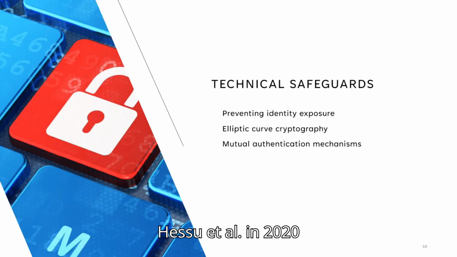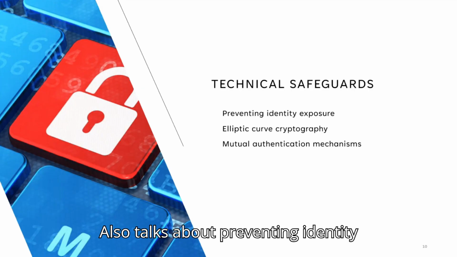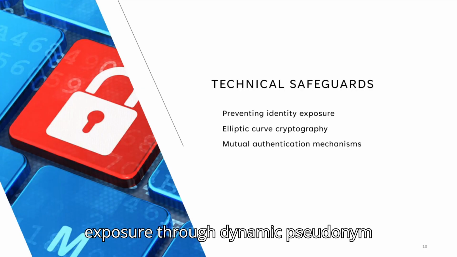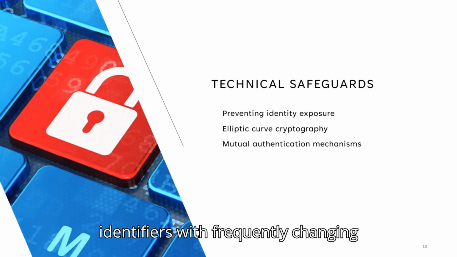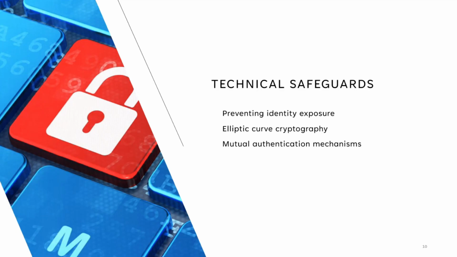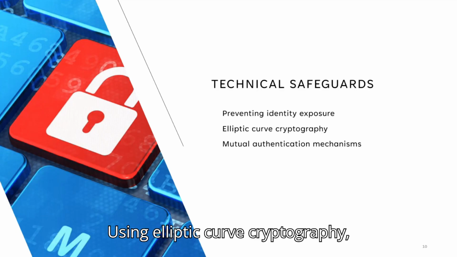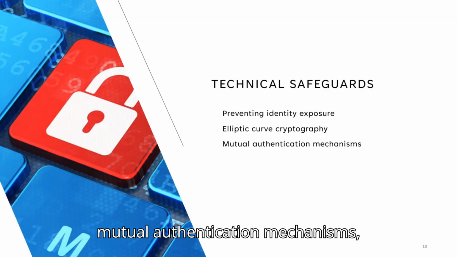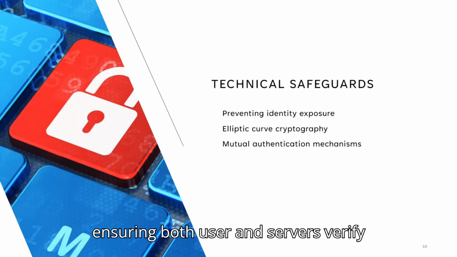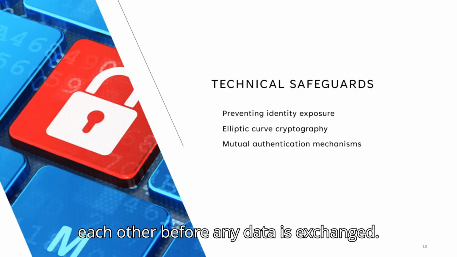Hsu et al. in 2020 also talks about preventing identity exposure through dynamic pseudonym identities, which replace static user identifiers with frequently changing aliases. Using elliptic curve cryptography, or ECC, for efficient and secure key exchange, and enforcing mutual authentication mechanisms, ensuring both users and servers verify each other before any data is exchanged.